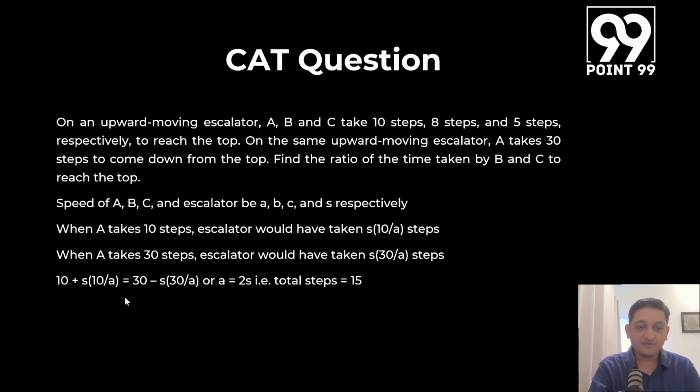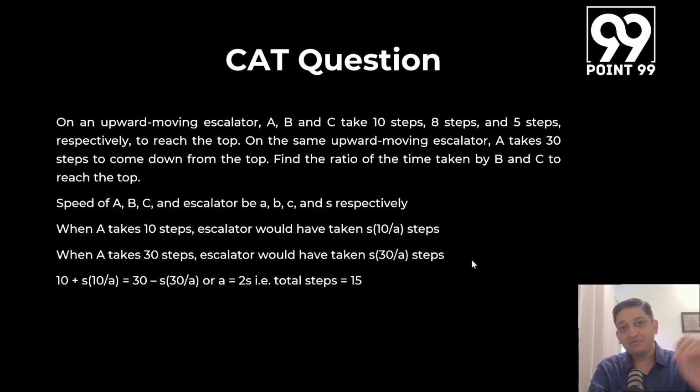अब इसको अगर हम सॉल्व करते हैं, you are going to get 20 will be equal to 40S by A और 40S equals 20A और A equals 2S. ये अपने को मिल जाएगा. If A equals 2S, you can again put the value of A in any of these two equations or expressions that we have on either sides of the equality sign. And A को अगर 2S डाल देते हैं तो अपने को मिल जाएंगे total steps as 15.